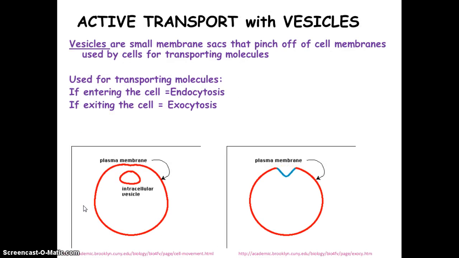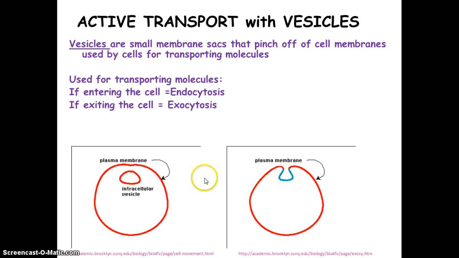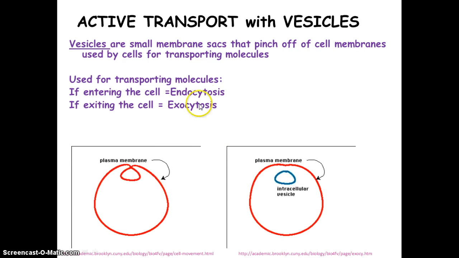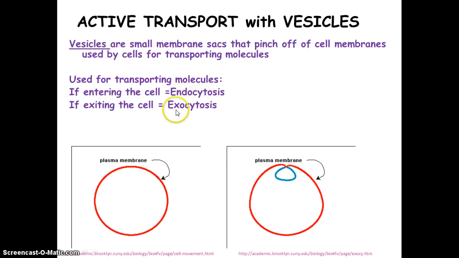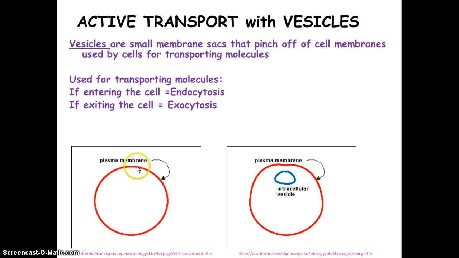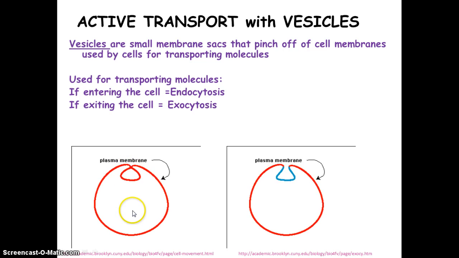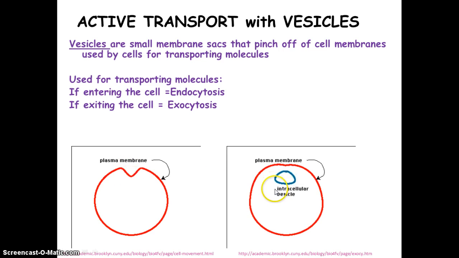Now, active transport also uses vesicles, and if you remember, vesicles are a bag of cell membrane, and there are 2 types: endocytosis. The word endo means in, cytosis means cell. Exocytosis means out of the cell. So if you look at this animation here, the cell membrane pinches in, and then you have a vesicle going into the cell. Exocytosis is the opposite, where this vesicle will fuse with the cell membrane and then release the contents out.